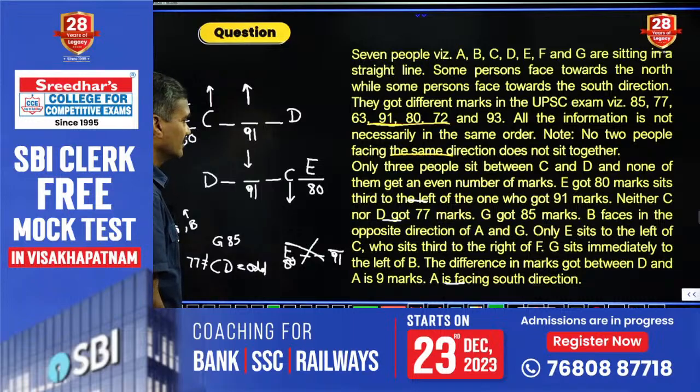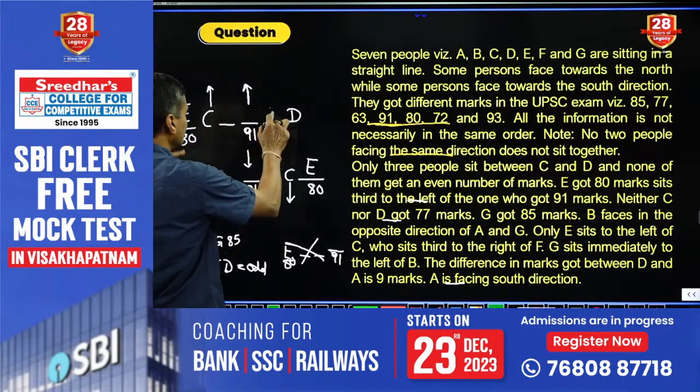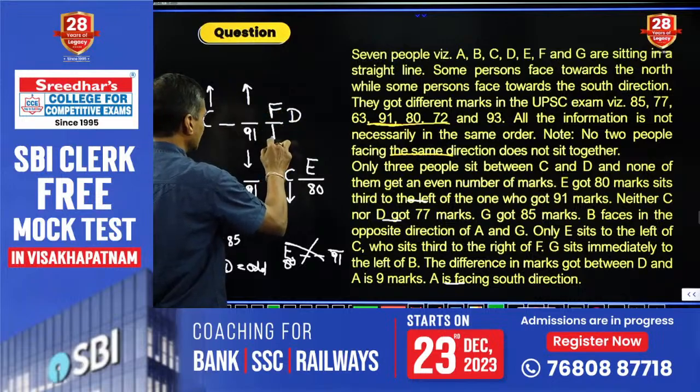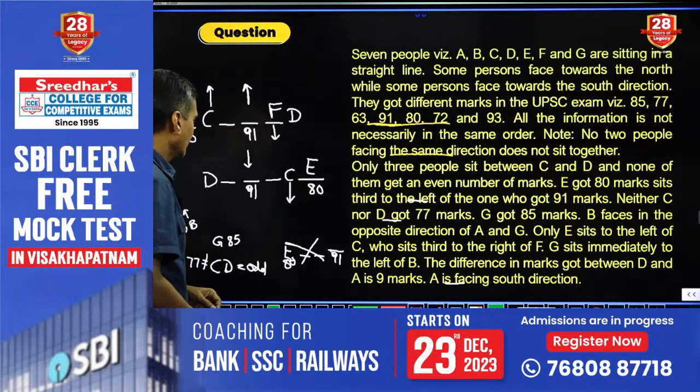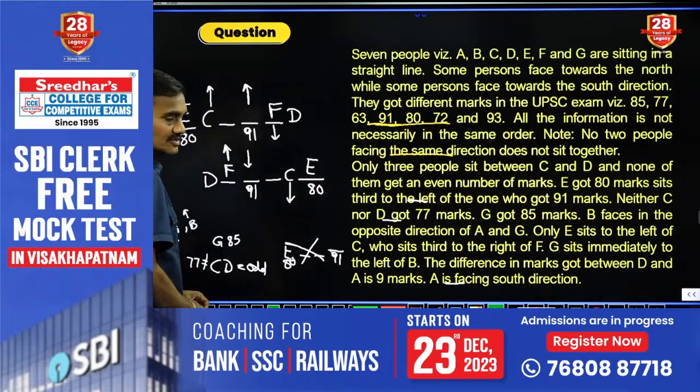Neither C nor D got 77. G got 85 marks, and B faces in opposite to A and G. A and G are south, and B is facing towards north. And next one, this person is facing towards north, so A and G cannot be at this place. And only E sits to the left of C. C who sits out to the right of F. C is out to the right of F now. And F must be facing towards south. C sits out to the right of F, and F is here. Out to the right of F means F must be facing towards north. C is out to the right of F.